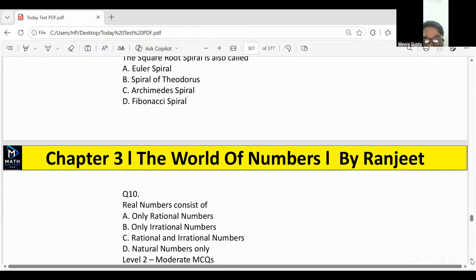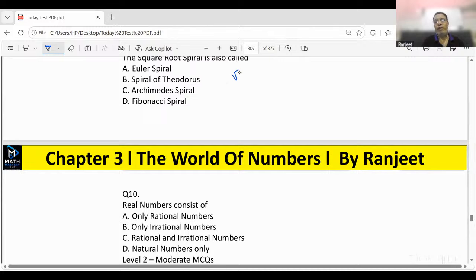Square root spiral. How to construct square root spiral or anything else? Sir, how do we construct? Always use Pythagoras theorem. How can you use Pythagoras theorem? Suppose we have to represent root 2 on the number line. Is it clear?